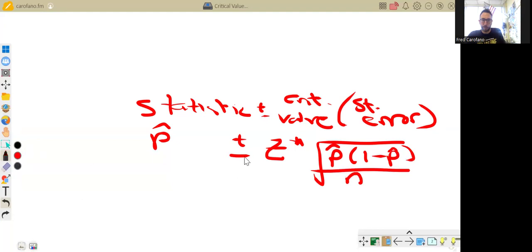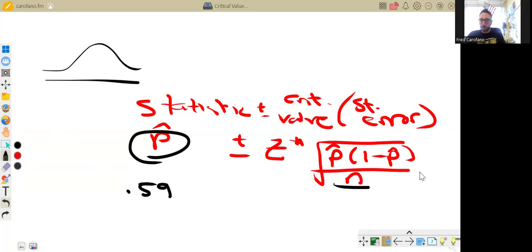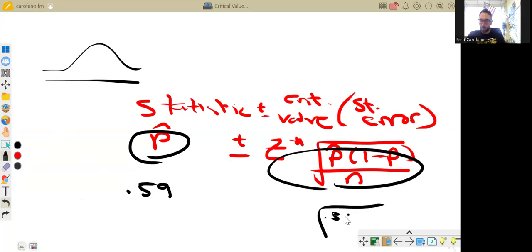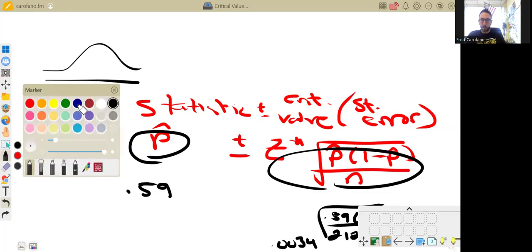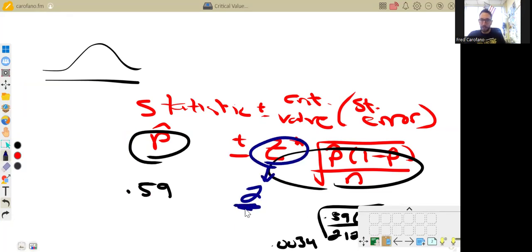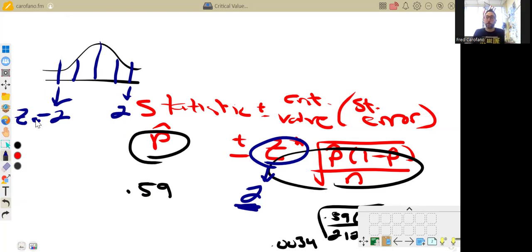During our lesson, we were pretty comfortable. This was the 0.59 in the middle of our normal model. This was the square root of 0.59 times 0.41 all over 21,248, I think it was. That gave us a standard deviation of 0.0034. And then yesterday, this Z star was a 2 because we were looking at 95% confidence. So we moved 2 standard deviations away from the mean, and many of us realize that number of standard deviations from the mean is a Z-score.